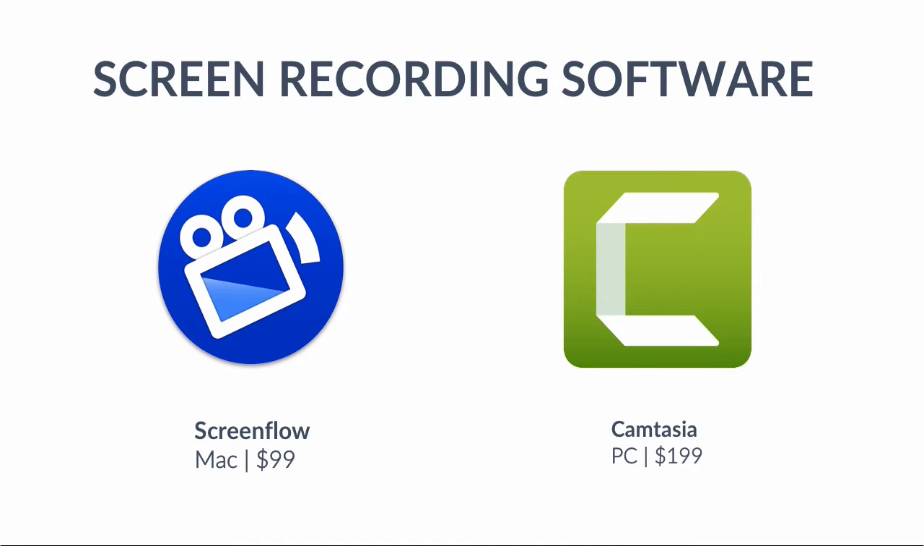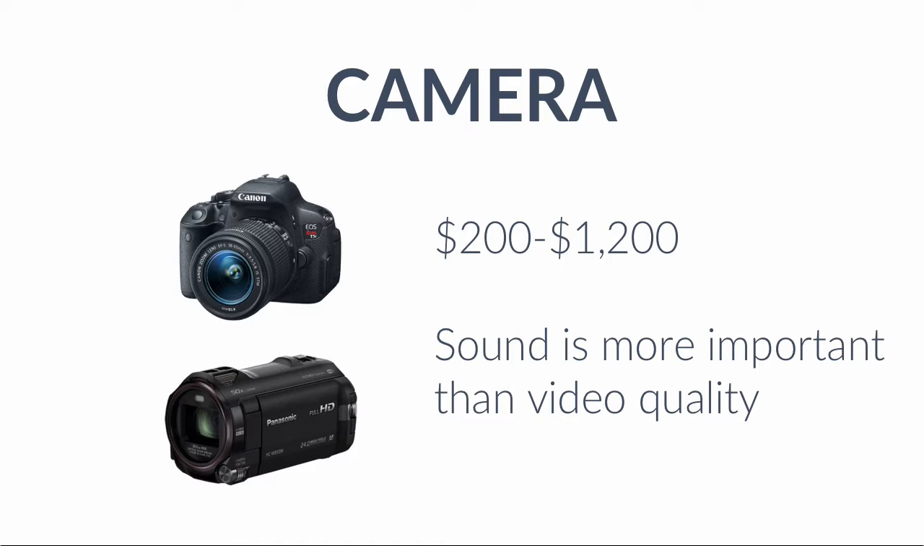Then if you do decide to move on to live video, two things to keep in mind are a nice camera can cost anywhere from $200 to $1,200. And what I think is the most important thing is sound is more important than video quality. So it's better to have really nice sound quality than it is to have nice video quality when you're talking in front of the camera.